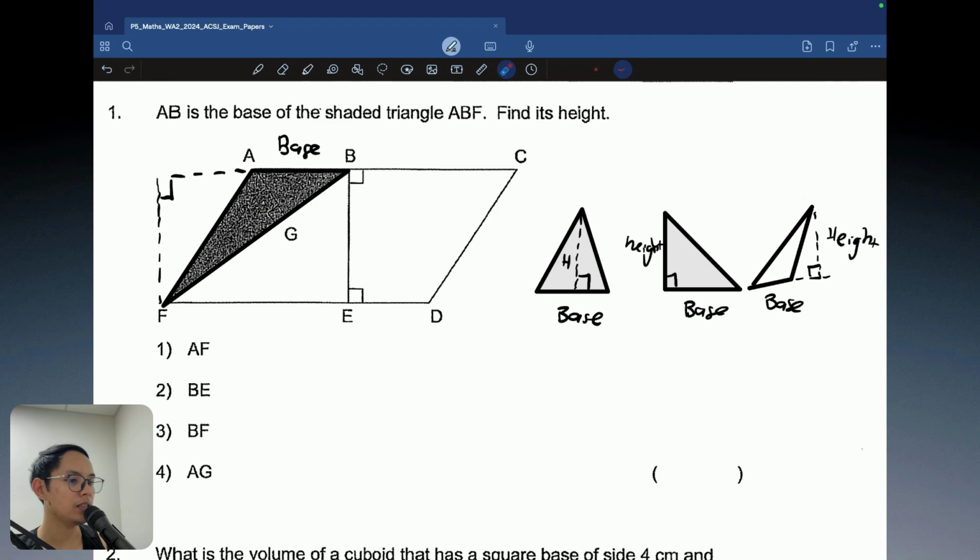So that means the height is here. This is the height. And where can we find this height? If you look closely, this height is actually the same as this height over here, which is BE. So the answer is BE, number 2.